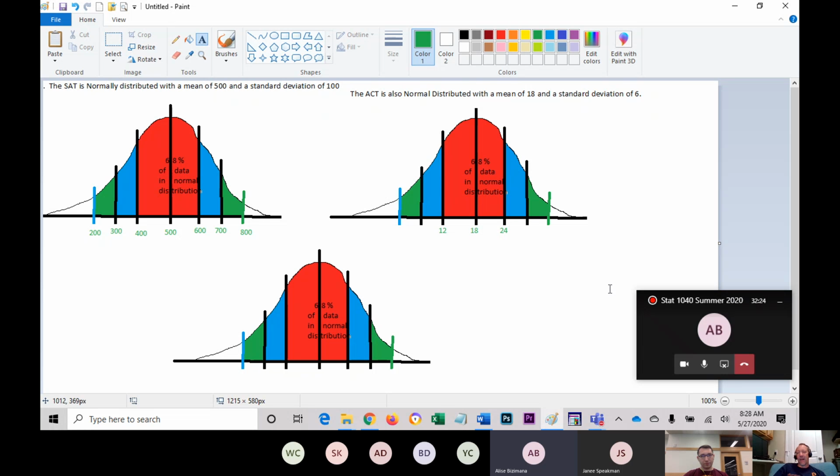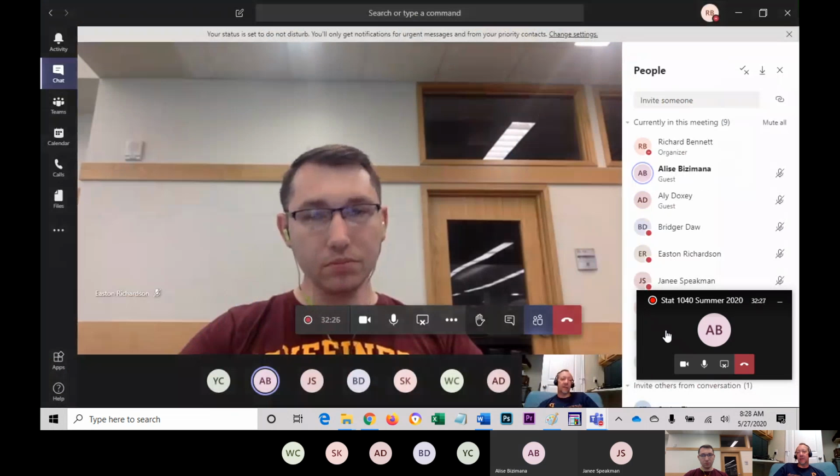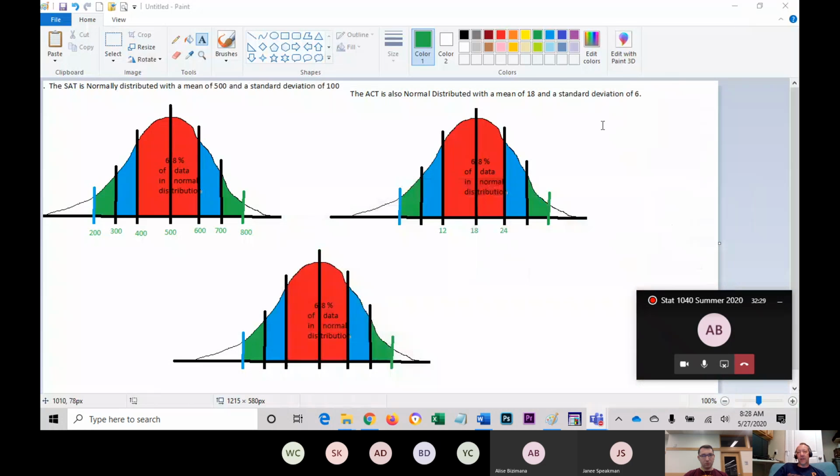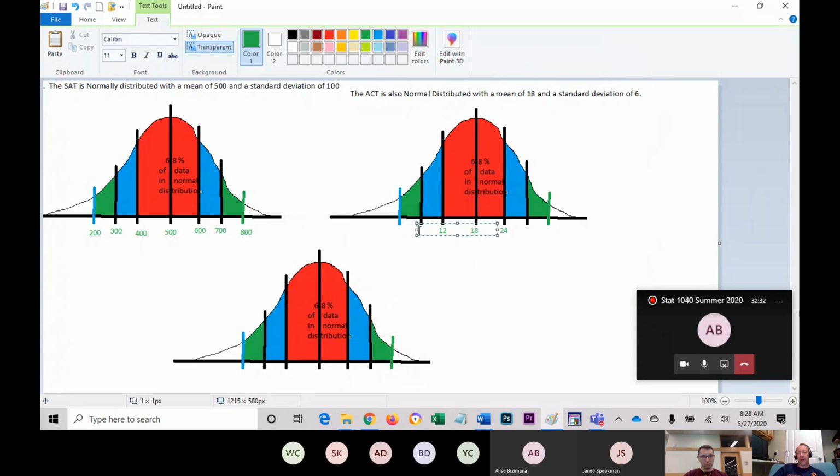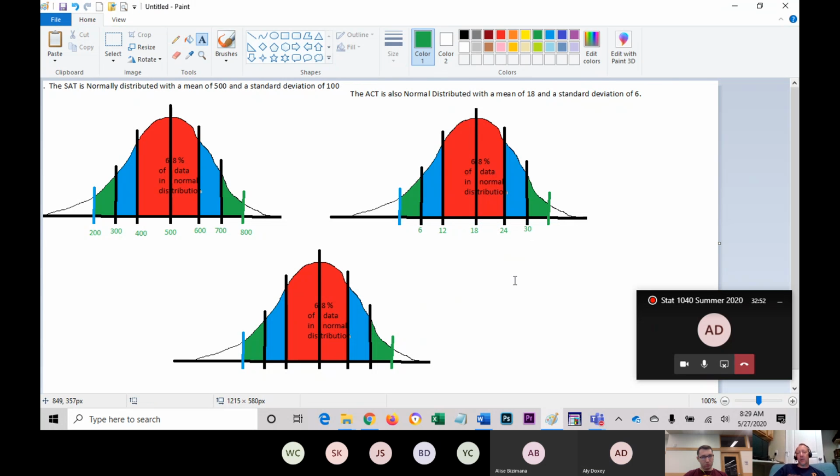Yes. Okay. All right. So now let's go to Allie. Allie, can you tell me what the scores for 2 standard deviations should be? Like the next line? The next line, correct. Yeah, that should be 6 and 30. 30. So what percent of students scored between 6 and 30? 95%. 95%. Okay, well done.